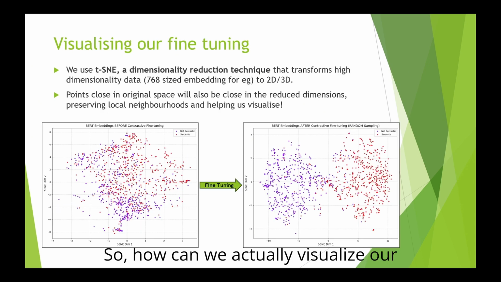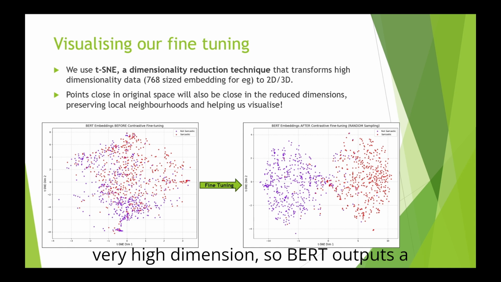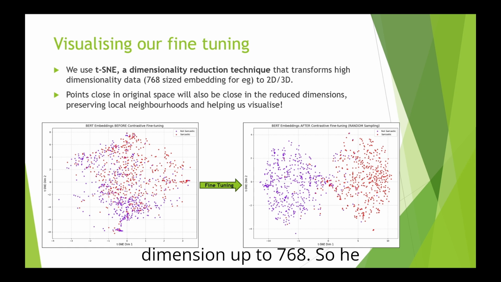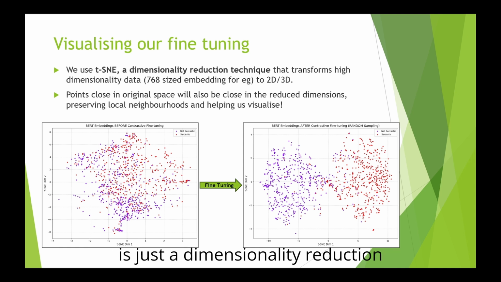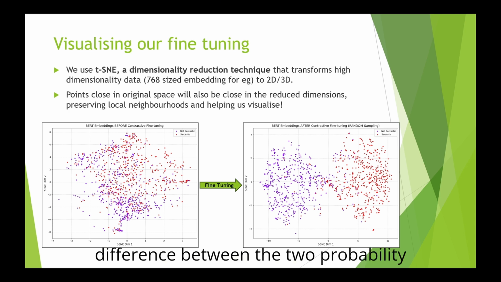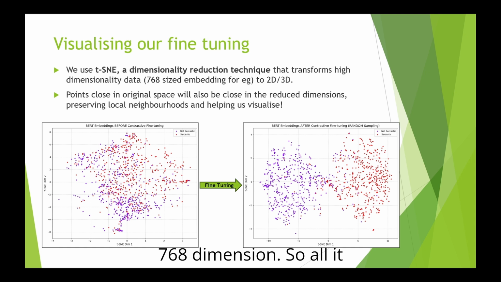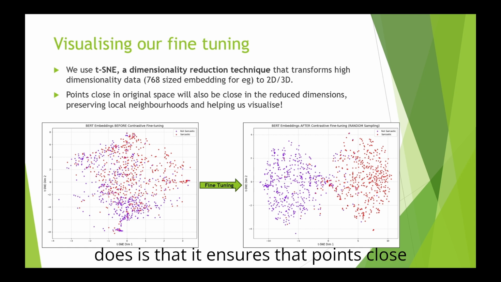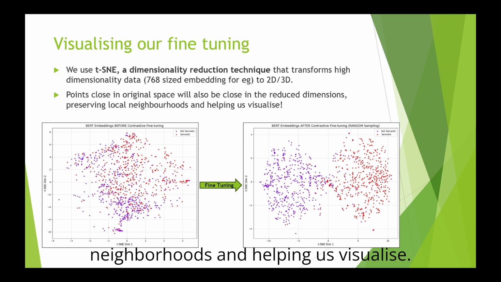So how can we visualize our fine-tuning? We know we have very high-dimensional embeddings. BERT outputs dimensions up to 768. So we can use a technique known as t-SNE, which is t-distributed stochastic neighbor embedding, a dimensionality reduction technique that transforms high-dimensional data to 2D or 3D. How it does that is it uses KL divergence to reduce the difference between the two probability distributions, between 2D and the high 768 dimensions. All it does is ensure that points close in the original space will also be close in the reduced dimensions, preserving local neighborhoods and helping us visualize.